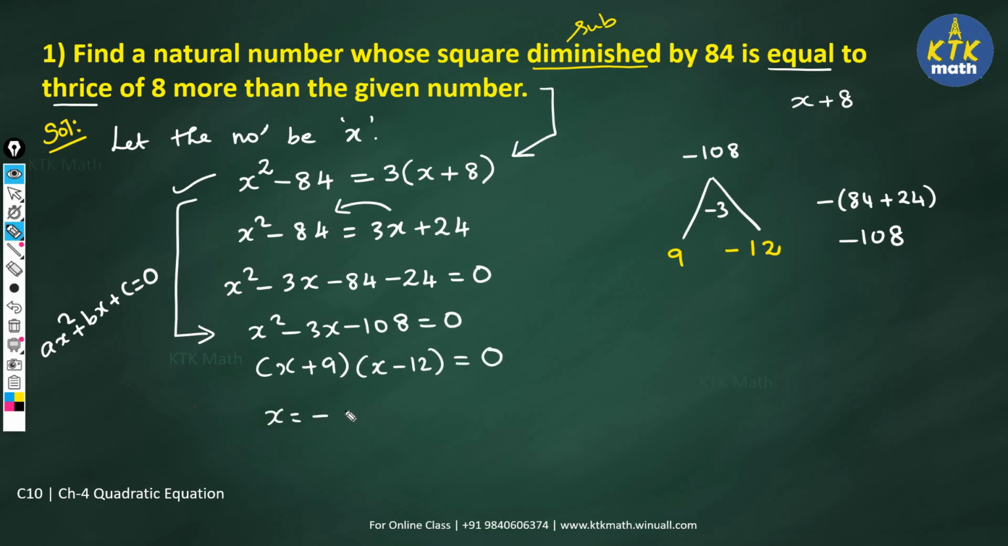So x is equal to negative 9, that is plus 9 transforms to here, so negative 9, and another one, x is equal to minus 12 transforms here, plus 12. Now x equal to negative 9 cannot be acceptable because the question says it's a natural number. Therefore, by omitting negative 9, you can write the reason: omit negative 9, or negative 9 cannot be considered as x is a natural number. Therefore x equal to 12 is your answer.